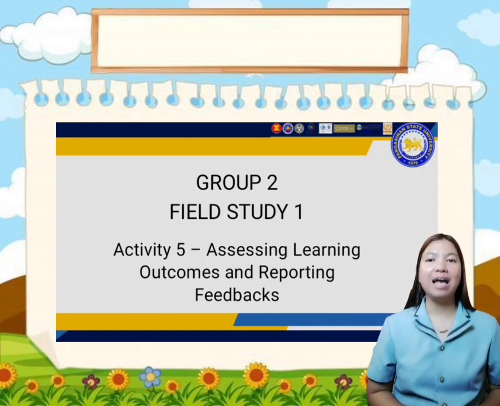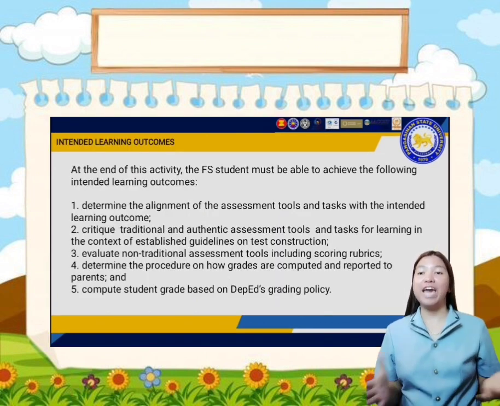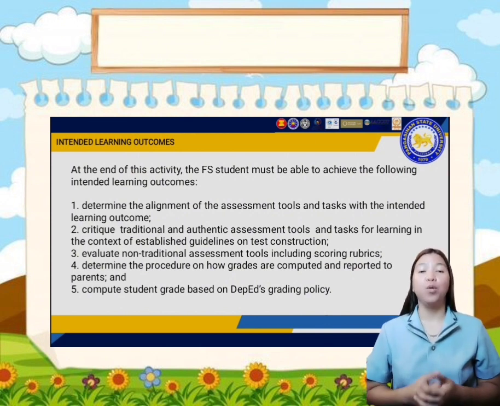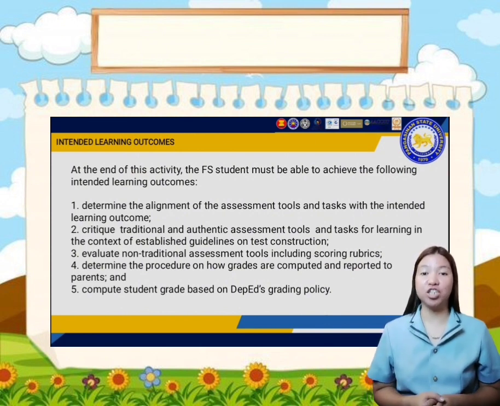Activity 5, Assessing Learning Outcomes and Reporting Feedbacks. So we have first the intended learning outcomes. At the end of the activity, we FS students must be able to achieve the following.